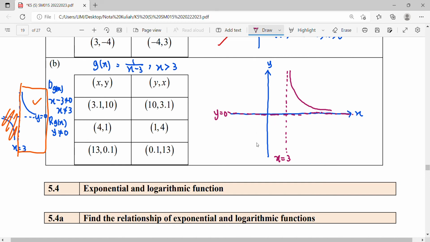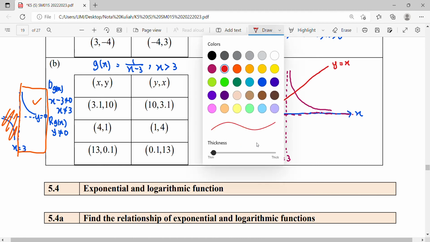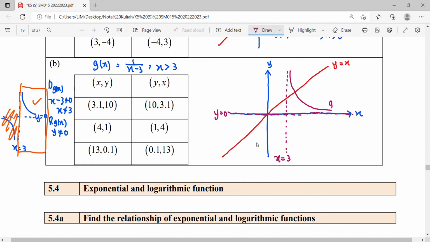Then we set up the reflection axis. The reflection axis will occur at y equals to x. So it will divide the quadrant equally. Label this reflection axis y equals to x and label the function just now, g(x) equals to 1 over x minus 3 for x greater than 3. So based on this reflection axis, now we're going to reflect every part of this graph g(x) to get g inverse, one by one.